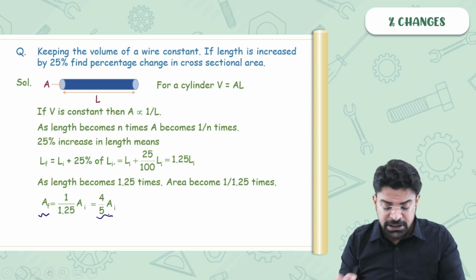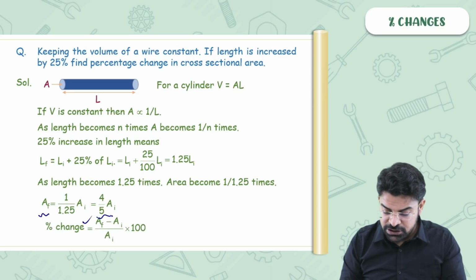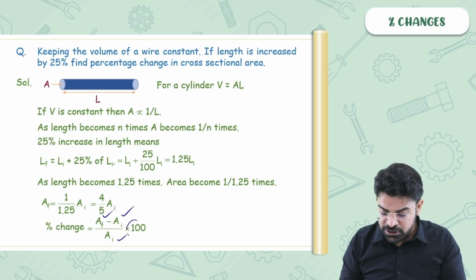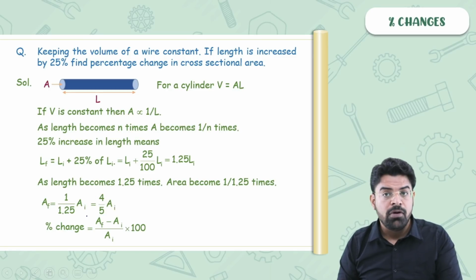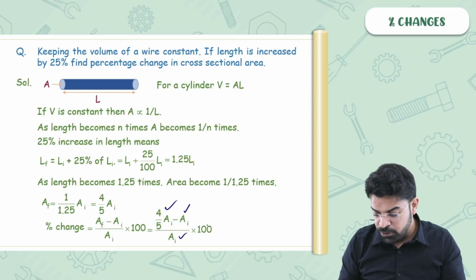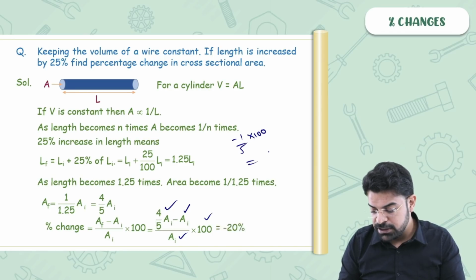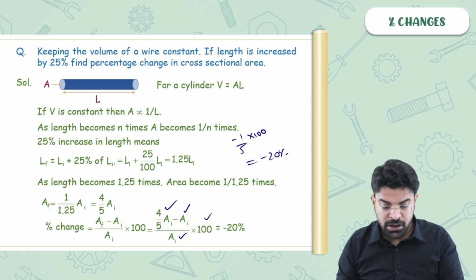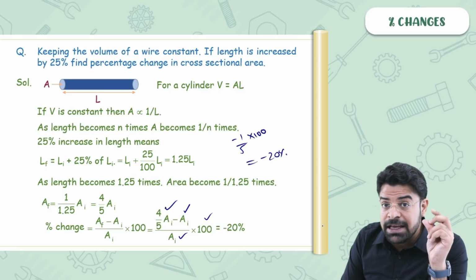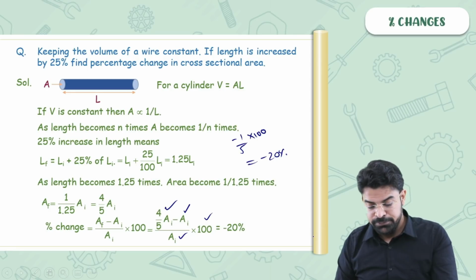Question done. What is the percentage change in area? You will say that the percentage change equals final minus initial upon initial into 100. In place of final, substitute 4 by 5 of initial. So you get 4 by 5 A_i minus A_i upon A_i into 100. 4 by 5 minus 1 becomes minus 1 by 5. And A_i gets cancelled. So you get minus 1 by 5 into 100. That is nothing but minus 20%. So it means that when the length increases by 25%, the cross-sectional area decreases by 20%.